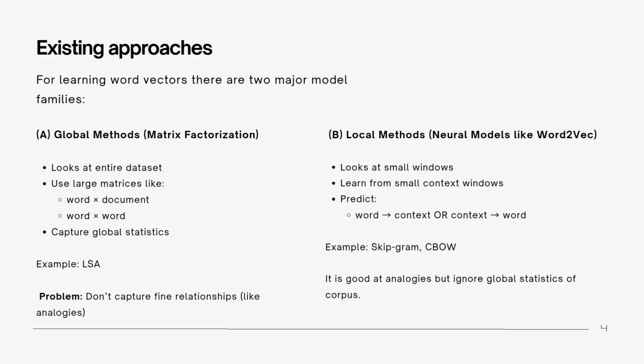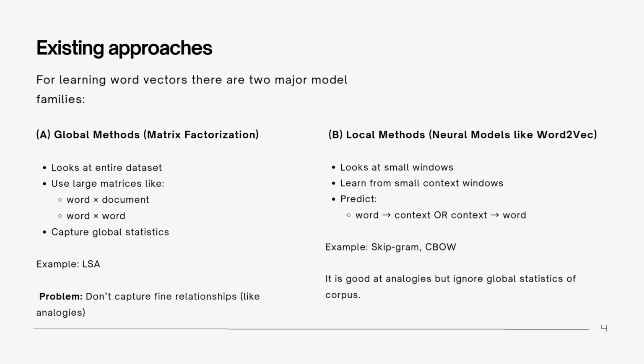Before GloVe, there were two main approaches to learn word embeddings. The first one is global methods such as latent semantic analysis. These methods looked at the entire dataset at once, and they build large matrices like word-to-word or word-to-document matrices. They capture overall statistics of the corpus, which is good, but they often fail to capture fine-grained relationships like analogies.